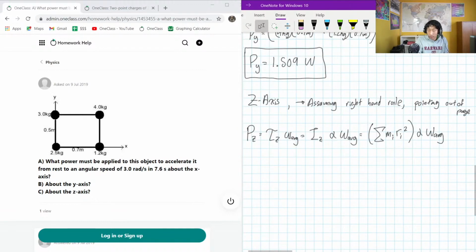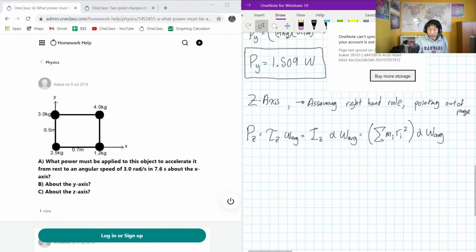So when we think about rotating about the z-axis, we know that all of these, except for the 2.5, are relevant to the measurement of the moment of inertia about the z-axis. The 2.5 is the only one that's not going to be relevant.